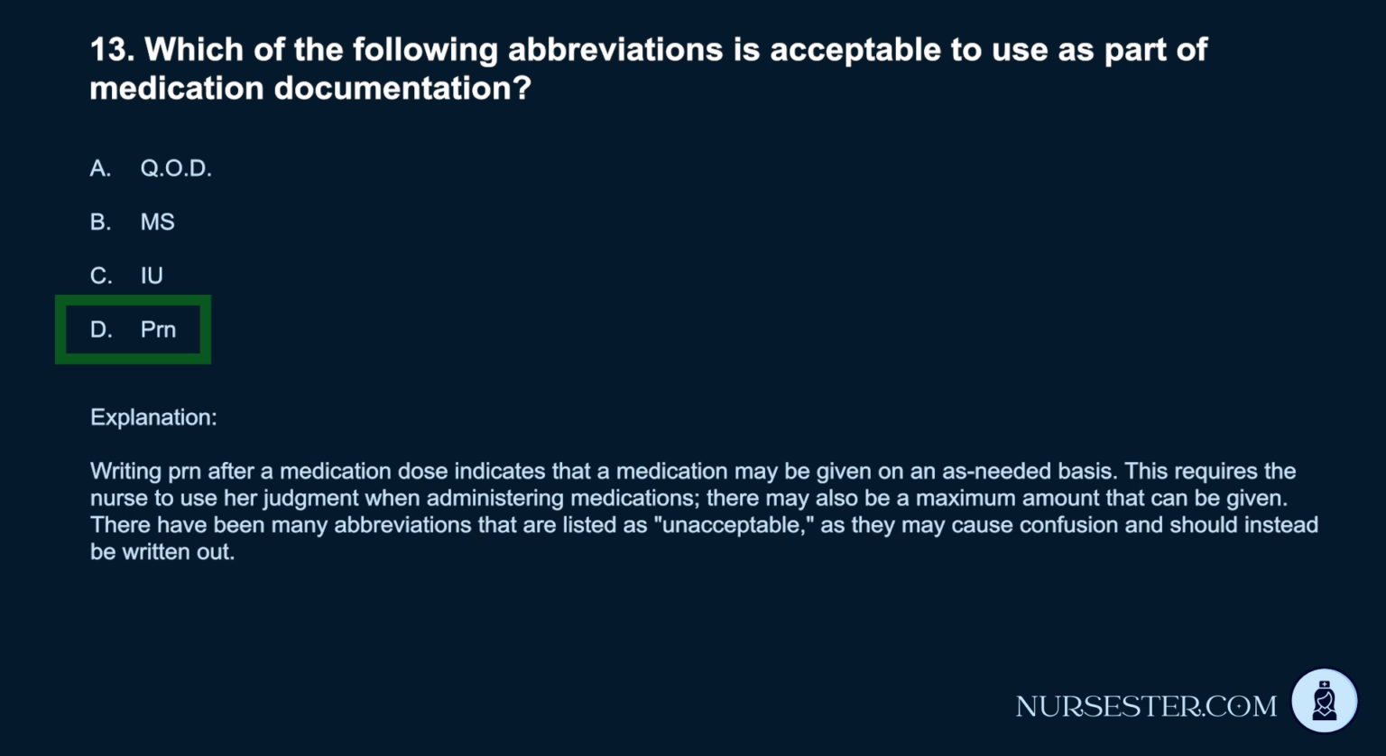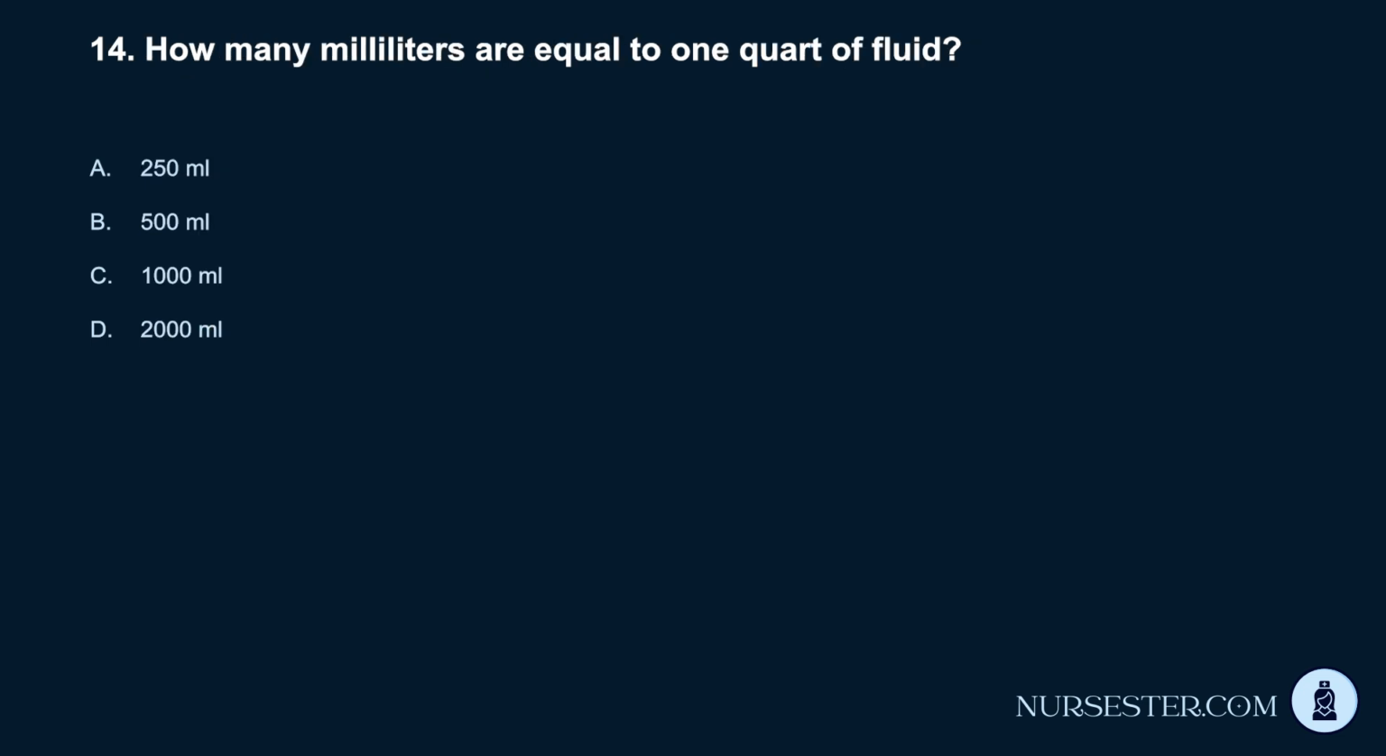This requires the nurse to use her judgment when administering medications. There may also be a maximum amount that can be given. There have been many abbreviations that are listed as unacceptable, as they may cause confusion and should instead be written out. 14. How many milliliters are equal to 1 quart of fluid?